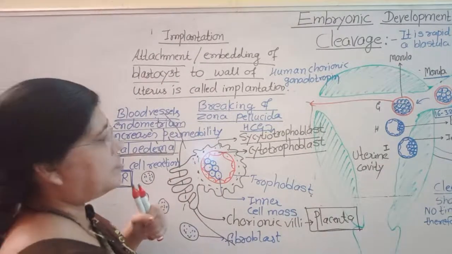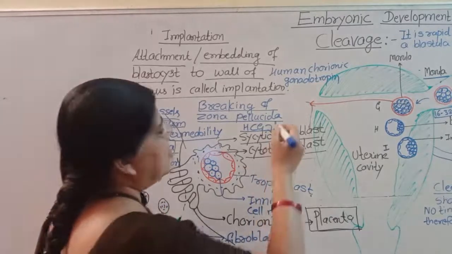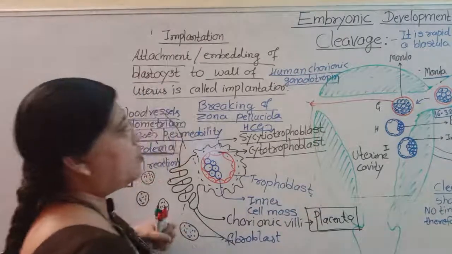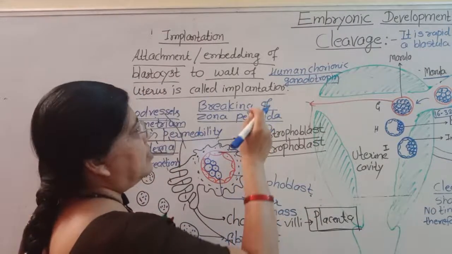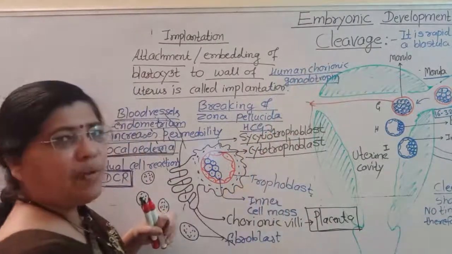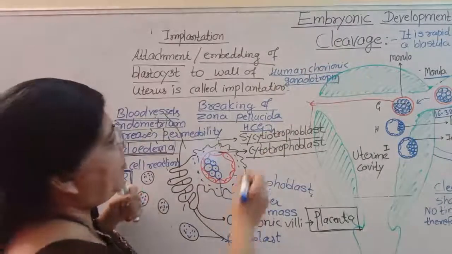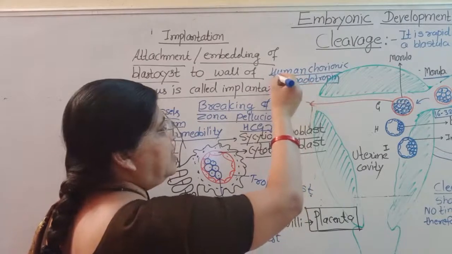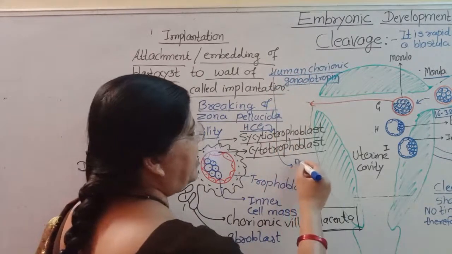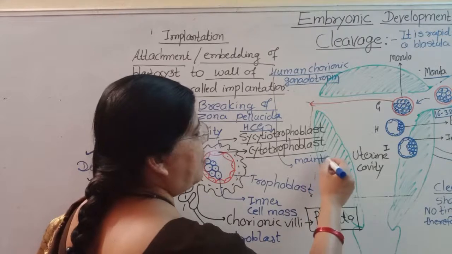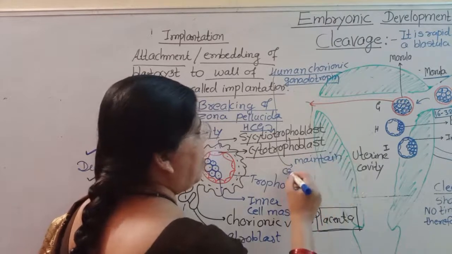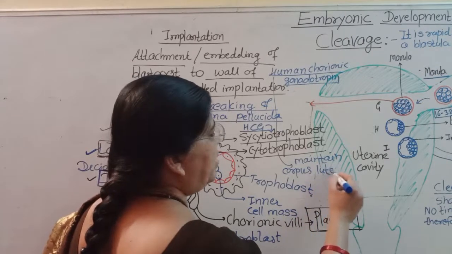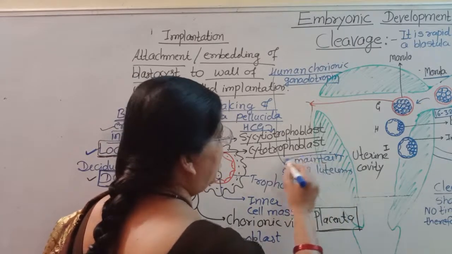Syncytiotrophoblast secretes human chorionic gonadotropin, HCG. It is a glycoproteinaceous hormone. So what is the role of HCG hormone? This HCG hormone maintains corpus luteum. HCG hormone maintains corpus luteum which is present in the ovary.